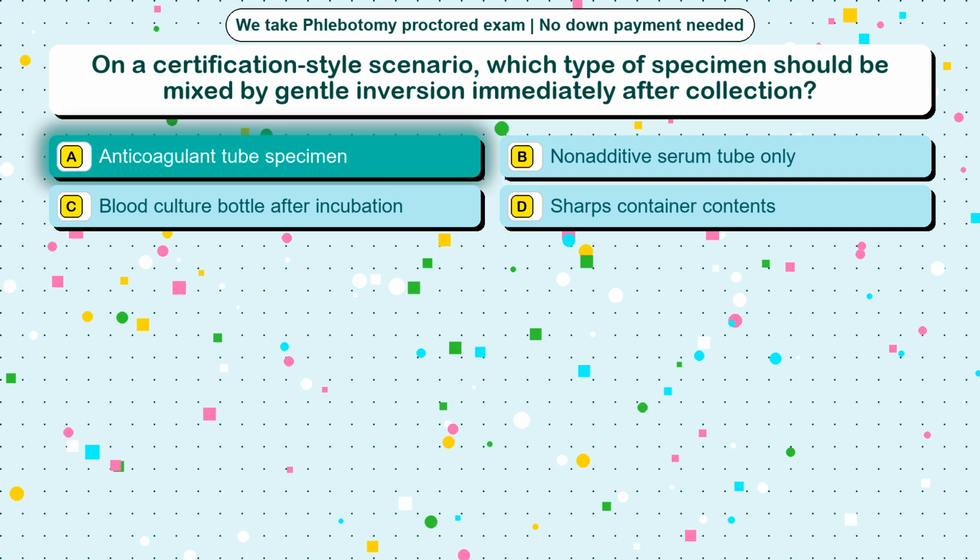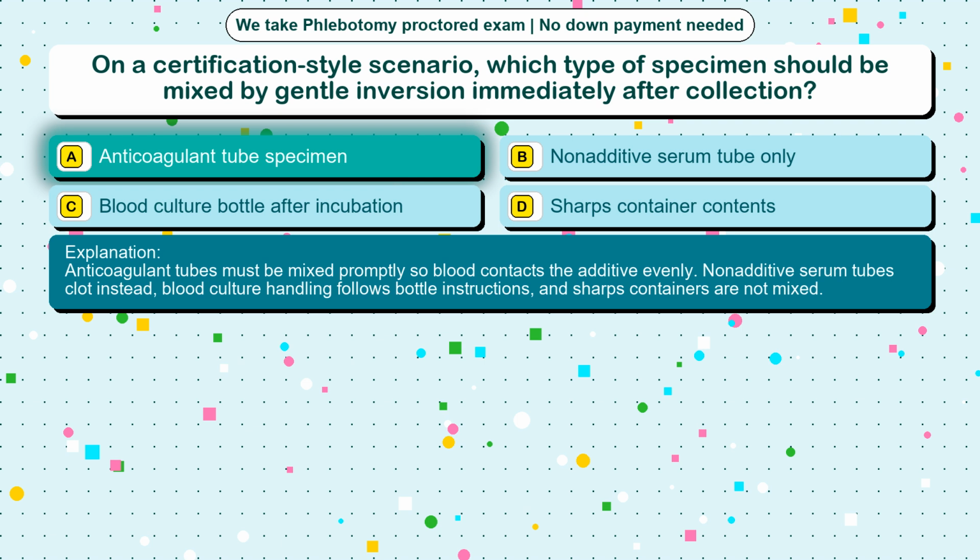The correct answer is option A. Anticoagulant tube specimen. Anticoagulant tubes must be mixed promptly so blood contacts the additive evenly. Non-additive serum tubes clot instead, blood culture handling follows bottle instructions, and sharps containers are not mixed.